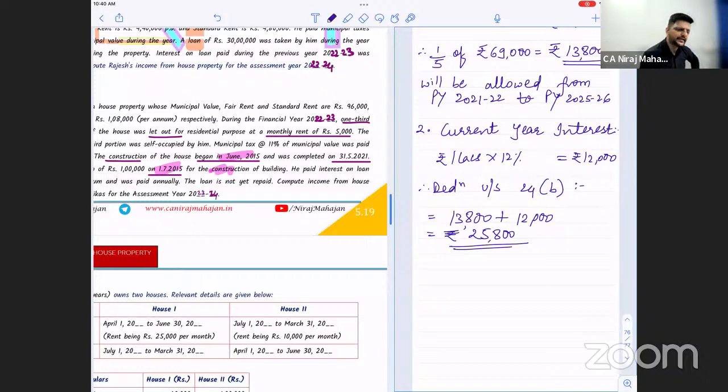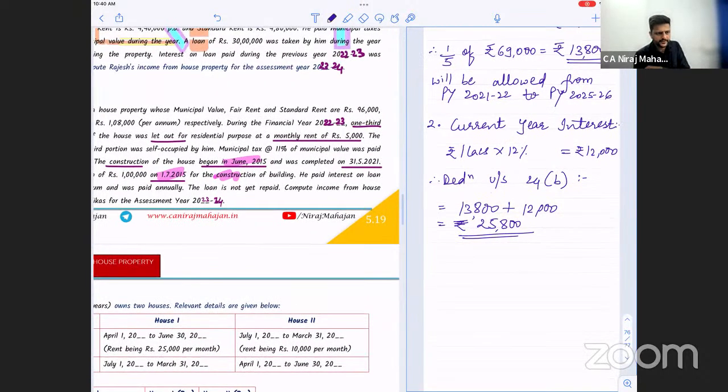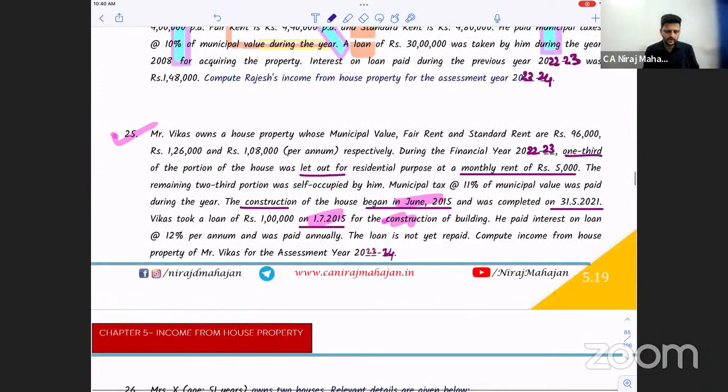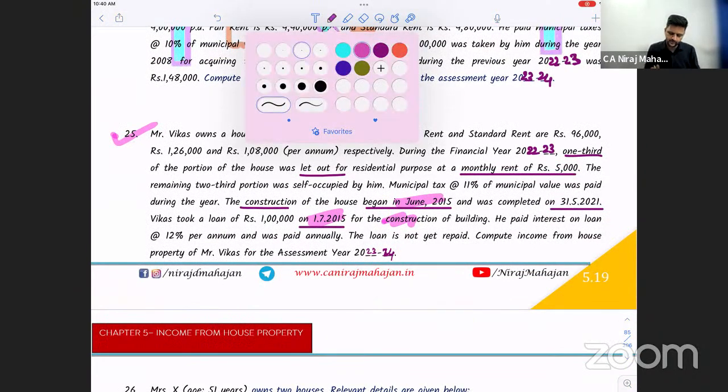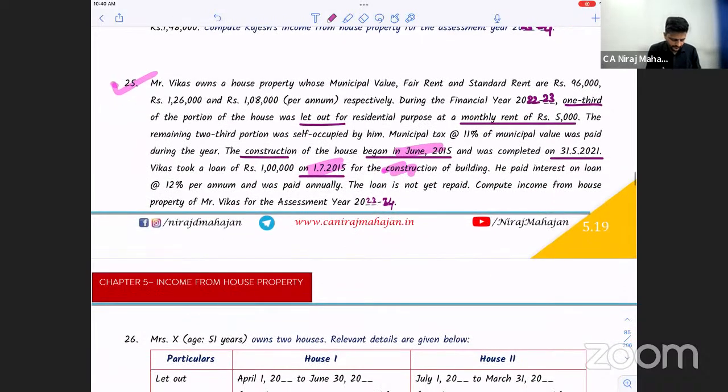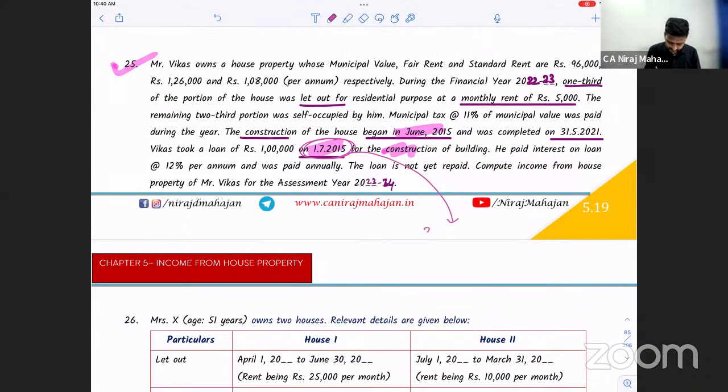Is the loan taken after 1/4/1999? Yes. Property is self-occupied? Yes. It is for construction? Yes. Is the construction complete within 5 years of the end of the financial year in which loan was borrowed? That I have to check. When did you take the loan? 1/7/15. So the financial year ending date is 31/3/16. From there, plus 5 years: 17, 18, 19, 20, 21. 31st March 2021. When is the construction actually completed? 31st May 21. What is your answer?